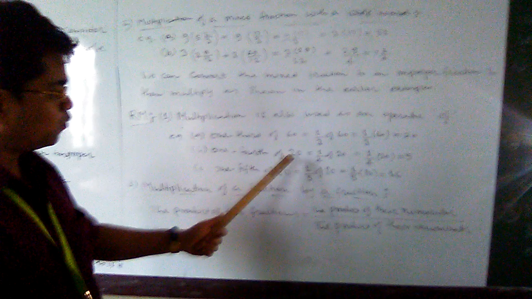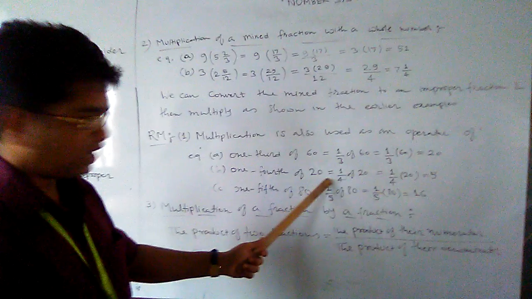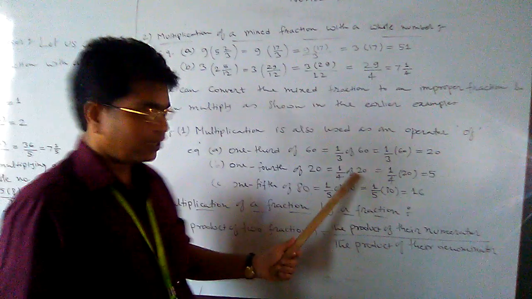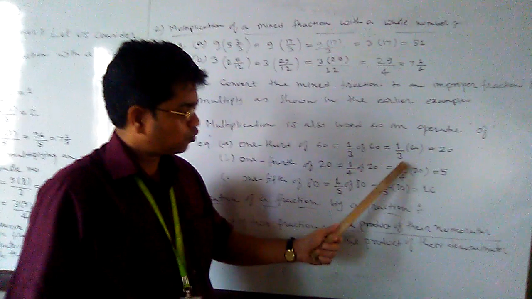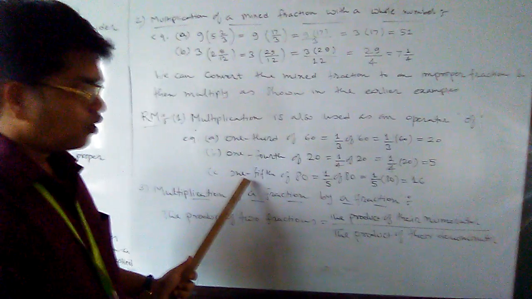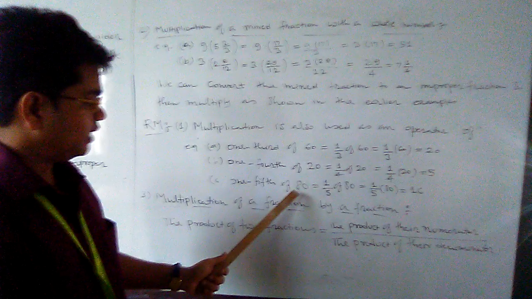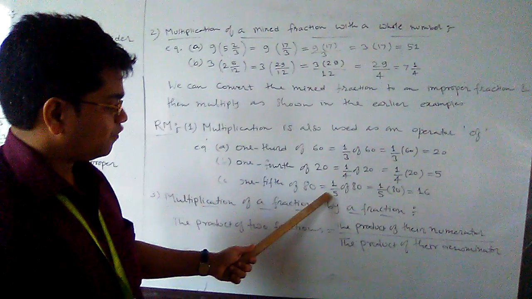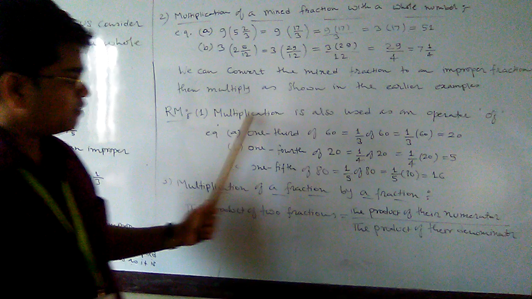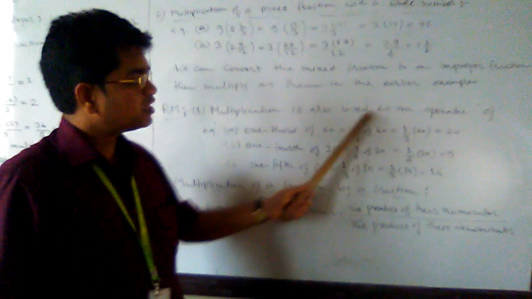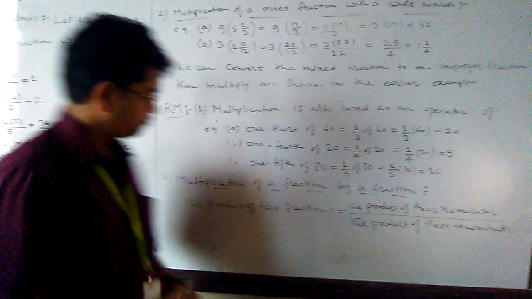Similarly, 1/4 of 20. Now 1/4 is in what? In number it will be in fraction form, 1/4 of 20. Now this "of" will get replaced with multiplication. So 1/4 into 20 will give you 5. Then 1/5 of 80. Again 1/5 into 80. Finally we will get 16. So we must remember that multiplication is also used as an operator of.